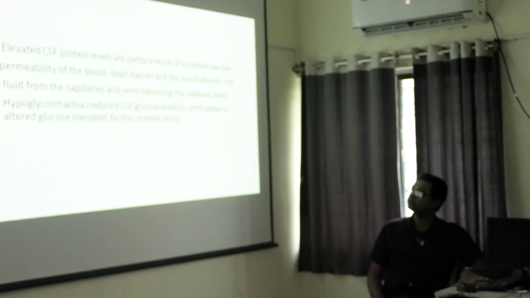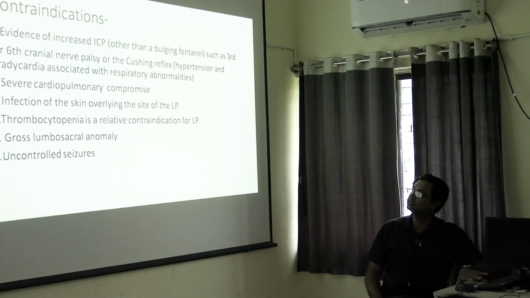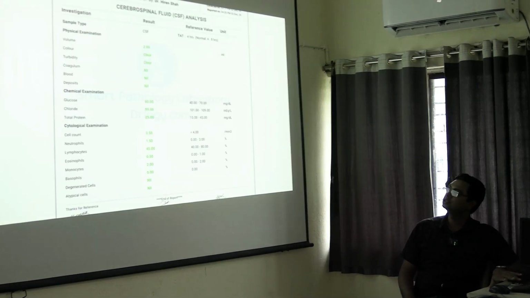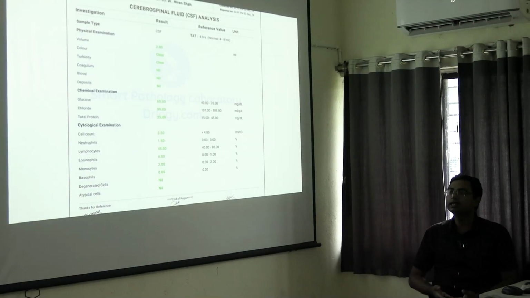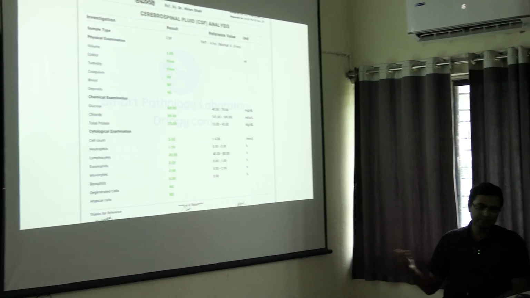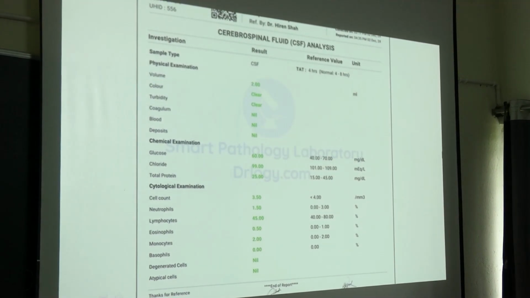Now coming to the actual chart. I mentioned the contraindications and the complications. Now coming to the actual chart. So you have sent the CSF. A report will come like that. There is no use taking a picture of this, it will not be asked in the exam.